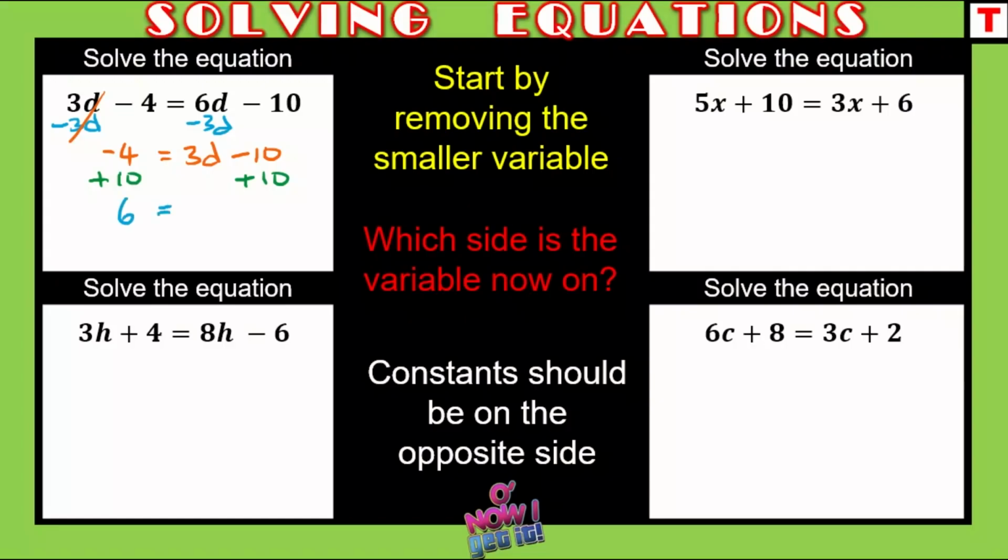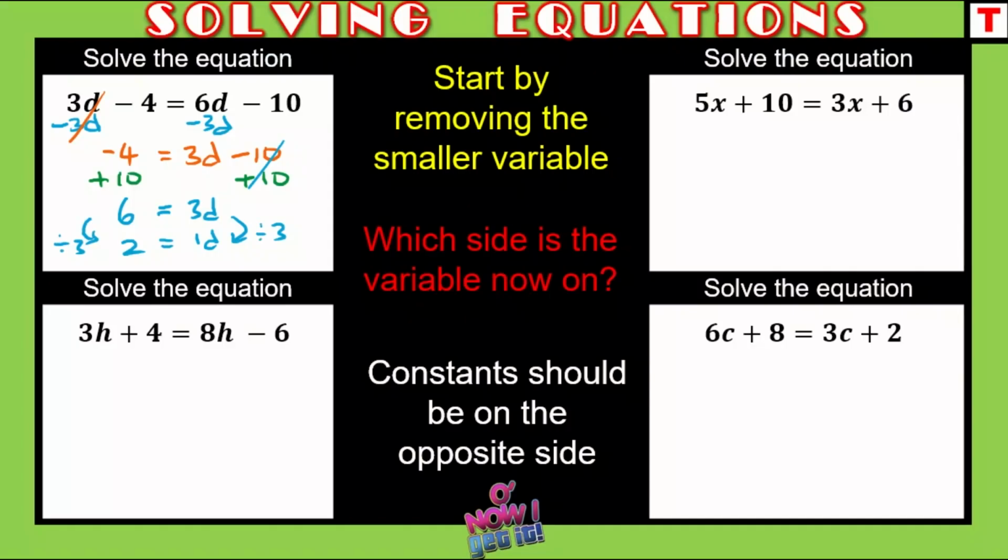So we have 6 is equal to 3D, and we have opposites, and opposites again will cancel. So now we're looking for 1D, therefore we're going to be dividing both sides by 3, and dividing the left hand side there by 3. So 6 divided by 3 would give us 2. Okay, let's have a look at the next one.